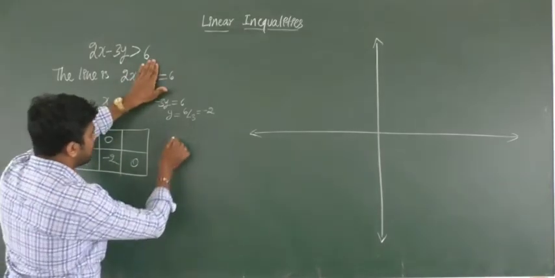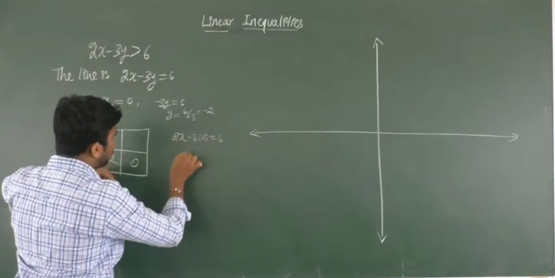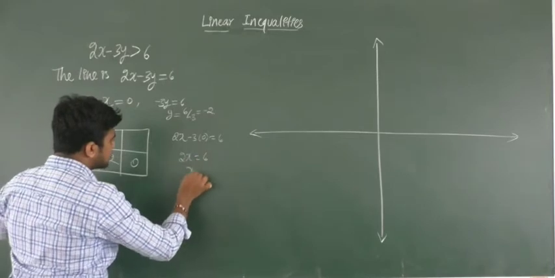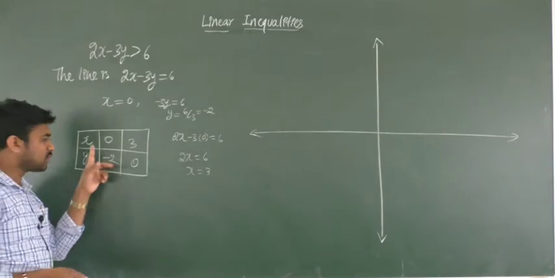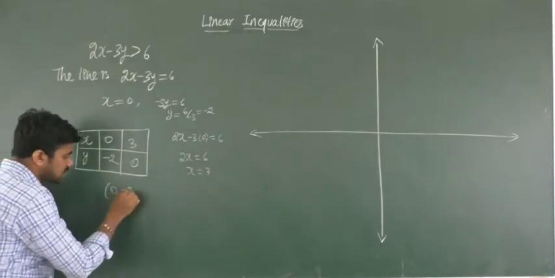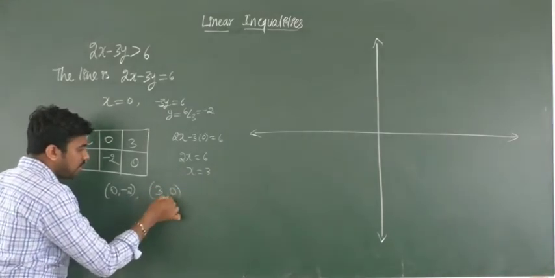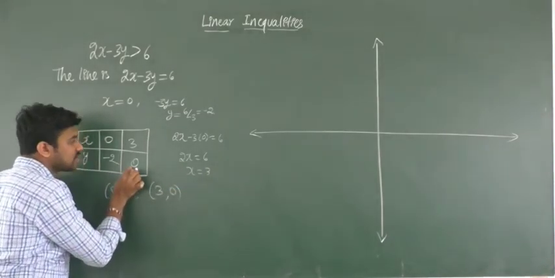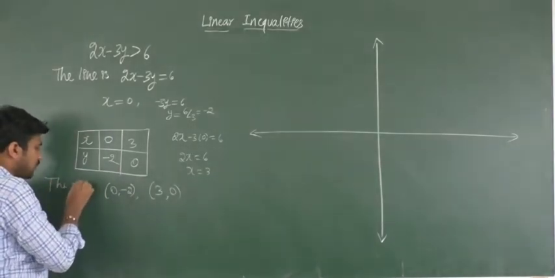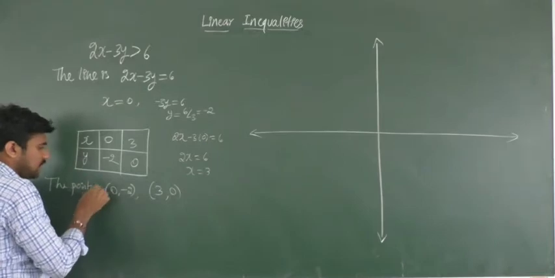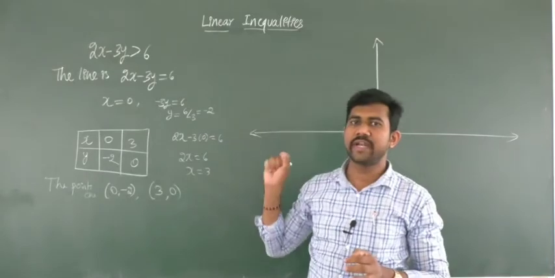When y is equal to 0, we'll get 2x minus 3 into 0 is equal to 6, or 2x is equal to 6, x is equal to 6 by 2, that is nothing but 3. So when x is equal to 0, y is equal to minus 2, and when y is 0, x is 3. So the points are (0, minus 2) and (3, 0), which lie on the coordinate axes.